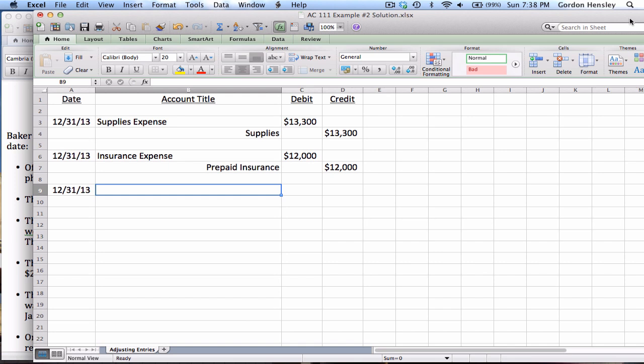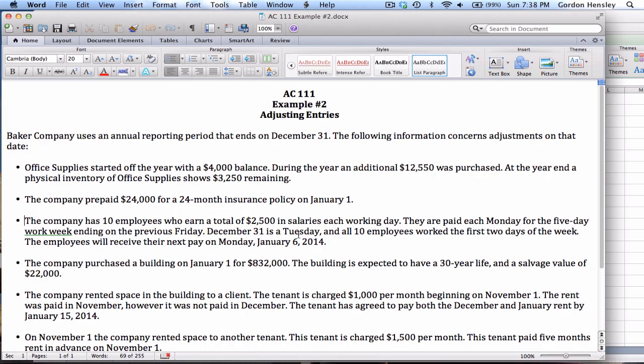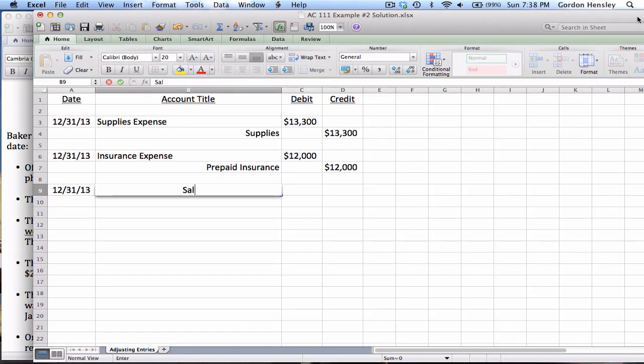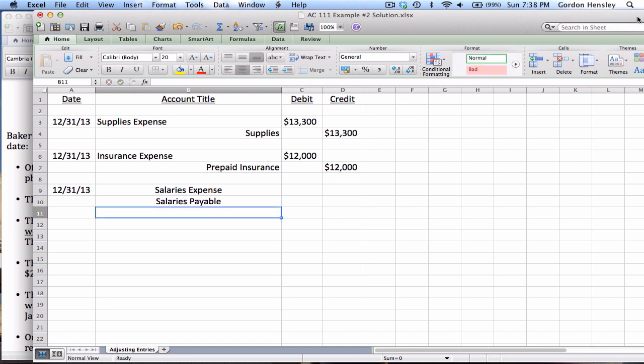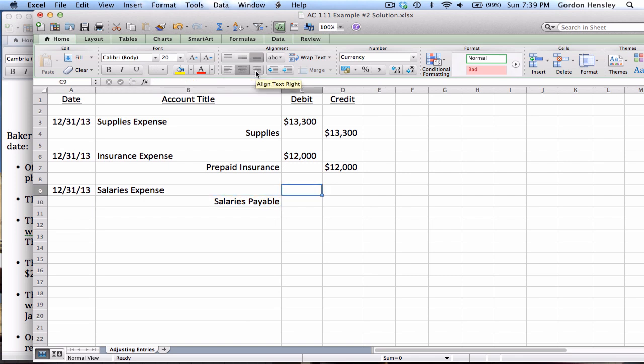Well, it depends on if they are paid a salary or wages, because I either want to use salaries expense or wages expense. Now, in this description, it said $2,500 in salaries. So that tells me I better use salaries expense as the debit. But I'm not going to credit cash because I haven't actually paid for this yet. So to accrue the salaries, I'm going to credit salaries payable. So that's the proper way to do that accrual.